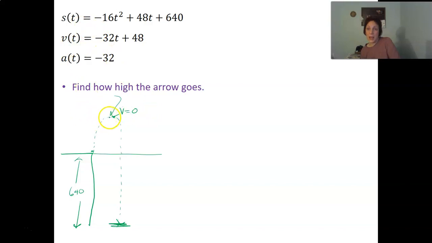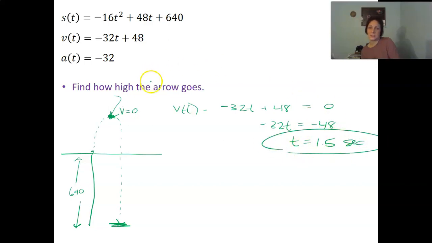So if we want to know how high it goes, the first thing we need to know is when that happens. Well, I know that it happens when the velocity goes to 0. So if I take my velocity equation and set it equal to 0, that's going to give me the time when the velocity goes to 0. So negative 32t is equal to negative 48, which is 1.5 seconds. Now, that's not what they asked. They asked how high it goes. That is just when it goes that high. So let's go find out where that is.